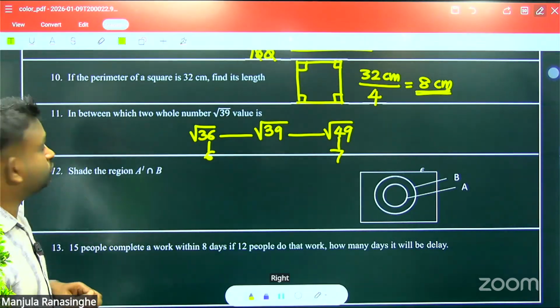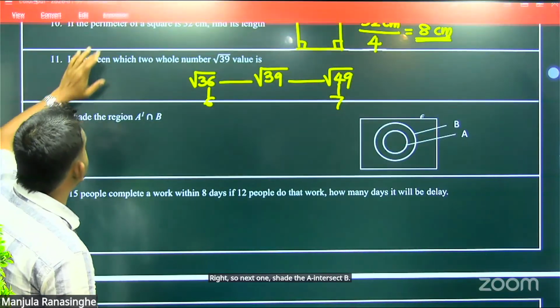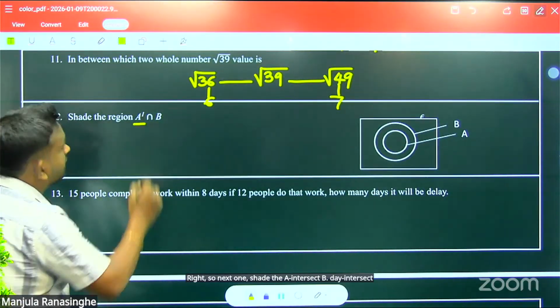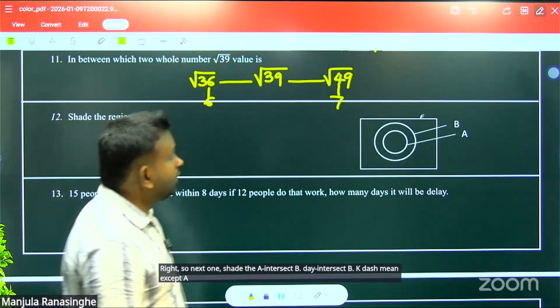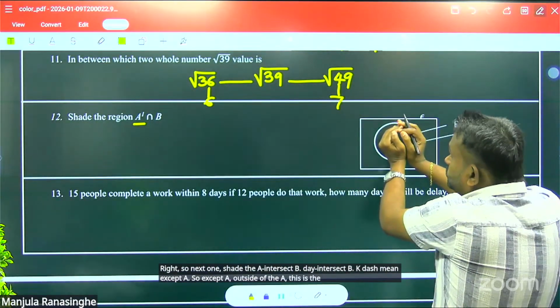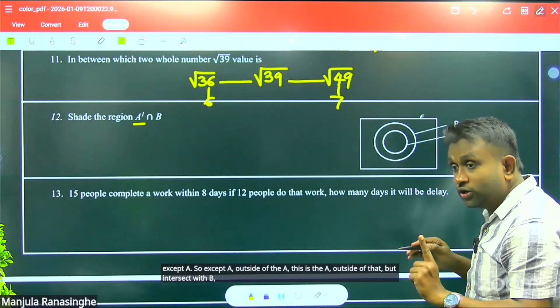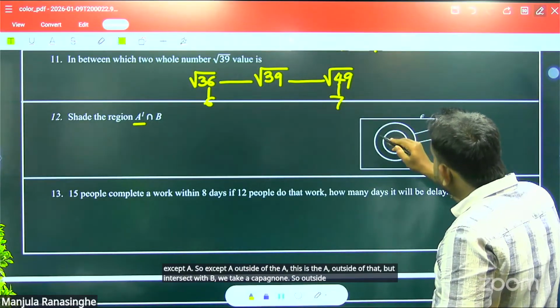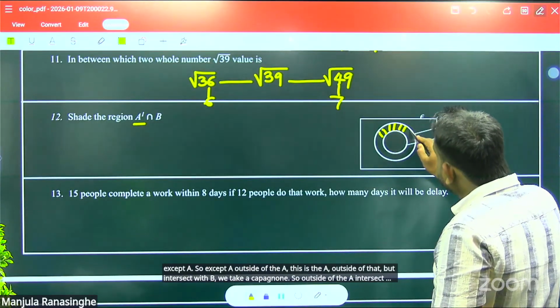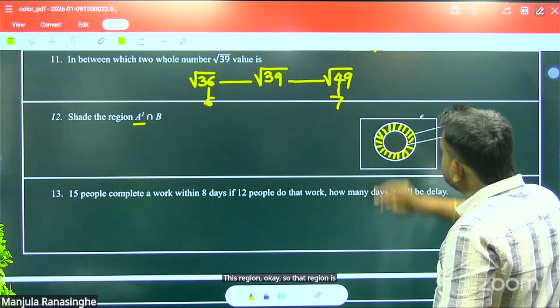Right. So next one, shade A dash intersect B. A dash means except A. So outside of A, this is the A, outside of that, but intersect with B. So outside of the A, intersect with B is this region. So that region is the A dash intersect B.